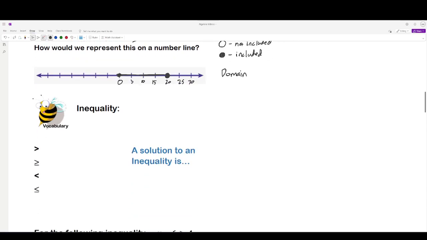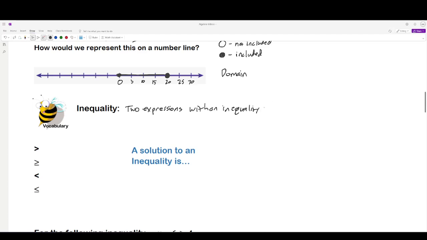All right, so an inequality is a set of two expressions. Remember from our last notes, expressions are some mathematical information made up of constants and variables. And these have an inequality symbol between them.